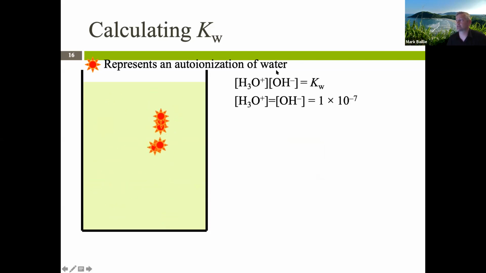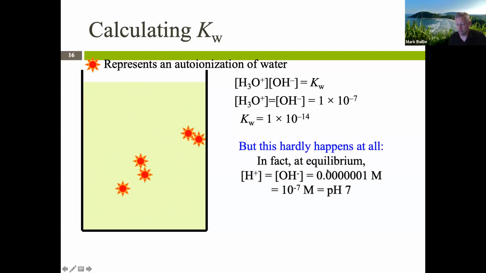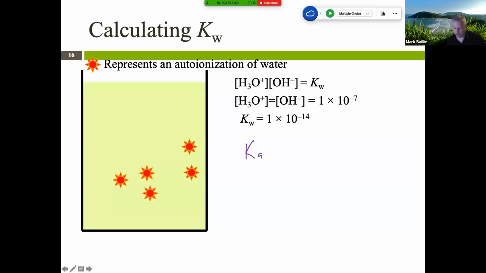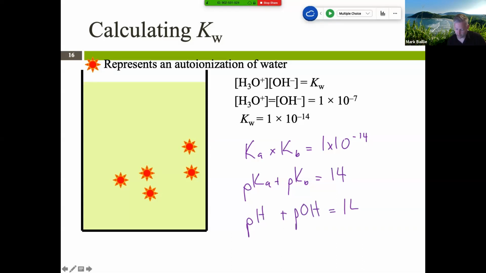So the idea that these concentrations are equal, and you define that by an equilibrium constant, that's kind of where we come up with this Kw equals 1 times 10 to the negative 14th. And more importantly than that, it's worth knowing that Ka times Kb is always going to equal 1 times 10 to the negative 14th. pKa plus pKb is always equal to 14. And also pH plus pOH is always equal to 14.